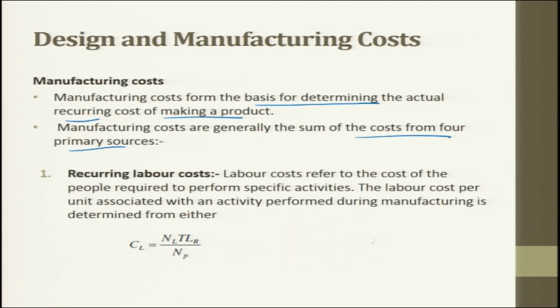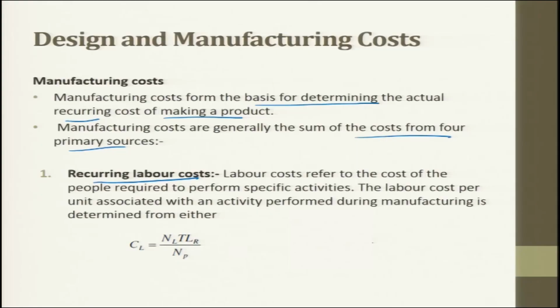Number 1 is recurring labor cost. Mainly 2 things are required to determine direct labor cost: the time that it takes for the person to complete the job and the wage rate. For instance, if he is paid rupees 500 per hour and it takes 2 hours to complete a job, so 500 into 2, 1000 would be the cost of completing one part. So, it is time taken by the skilled labor to complete a specific job and the wage rate of that person. So, that is direct labor.